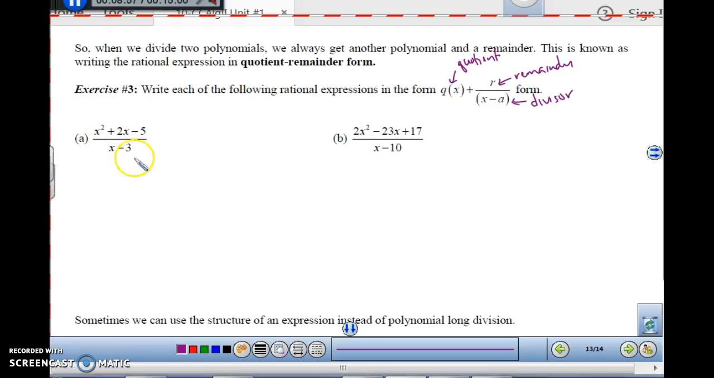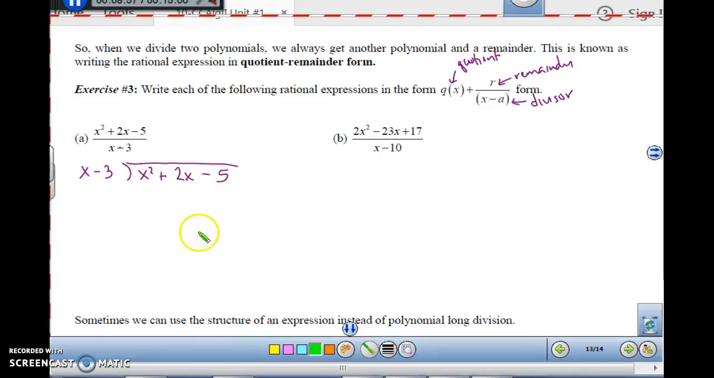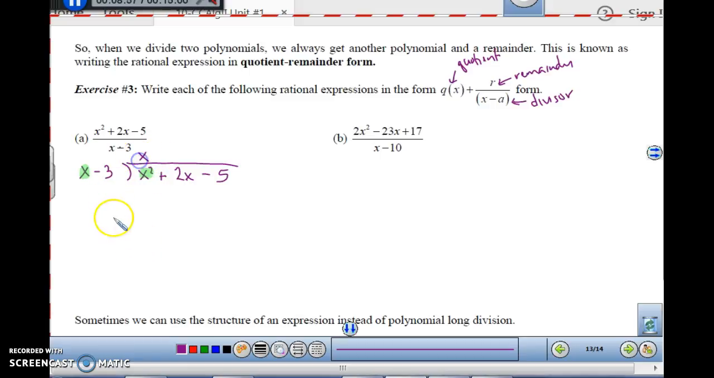All right, so when we divide this, x minus 3 goes on the outside, x squared plus 2x minus 5 goes on the inside. All right, so remember, all we want to look at is this term and this term. X times what gives you x squared? It would be x. All right, multiply the x by both terms of the divisor. X times x is x squared. X times negative 3 is negative 3x. Okay, now, subtract would be my next step.